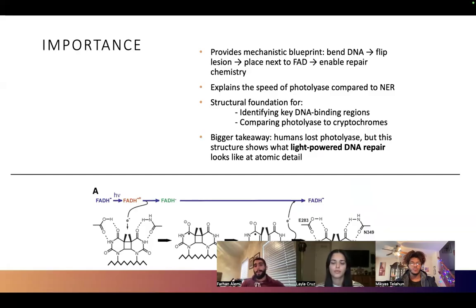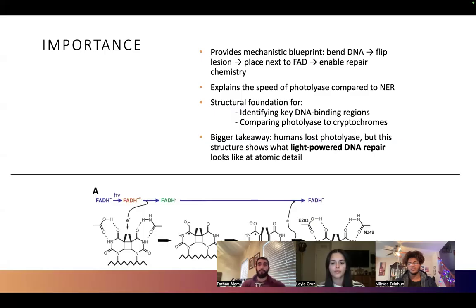Number one, this provides a mechanistic blueprint, right? So now we kind of understand how the two work. First, you have to bend the DNA out of place, flip the lesion into the active site, place it next to the FAD, and then enable the repair chemistry. Because, as previously stated by Mikyas, the FAD has to be fully reduced. This also explains the speed of photolyase compared to NER, nucleotide excision repair. So, the structural foundation for identifying key DNA binding regions and also comparing photolyase to cryptochromes.